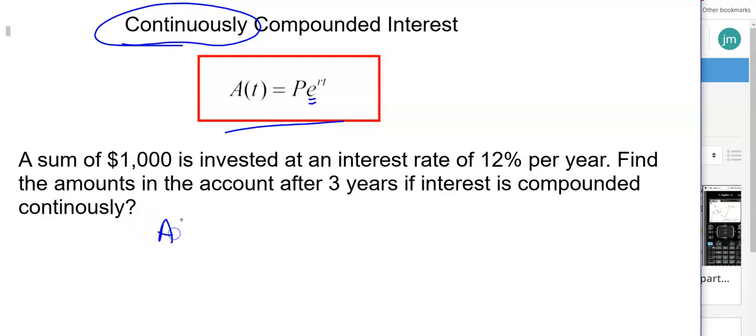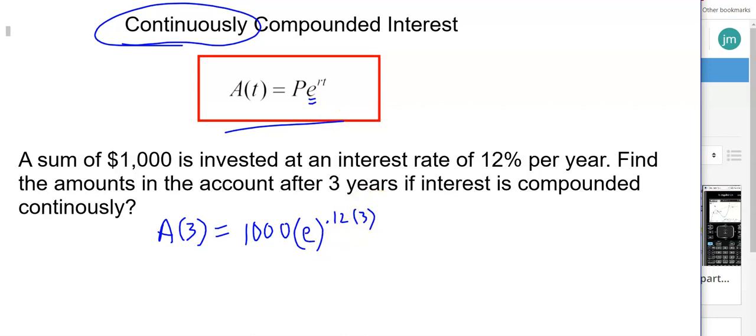So A of t, so A of 3 would be after 3 years, you would have how much money? 1,000 is put in, that's your principal, times e to the power of R times T. So R is 0.12, always use the decimal in the formula when using the formula version, and then T is 3.